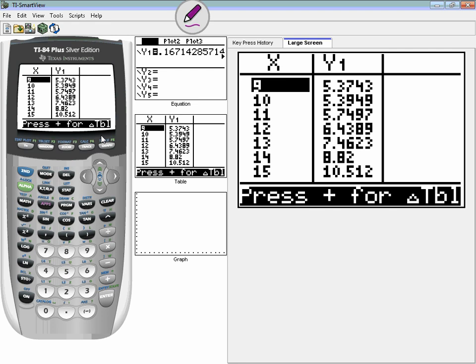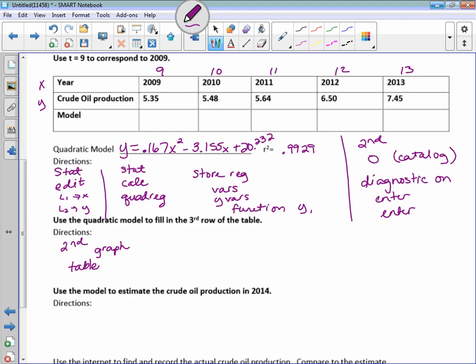Okay, so fill in the third row of your chart here. Because we needed a 9, 10, 11, 12, 13. This was not a very helpful table. Okay.